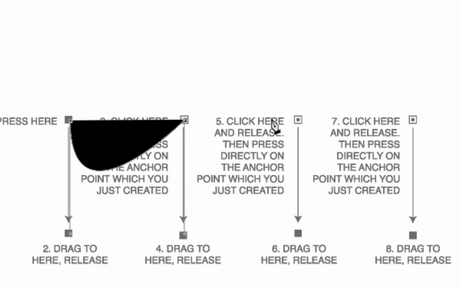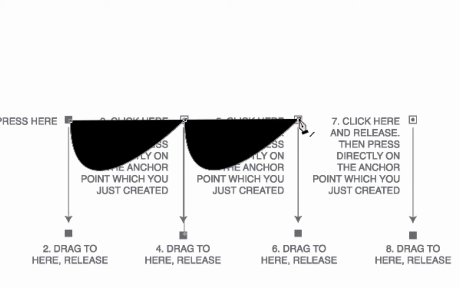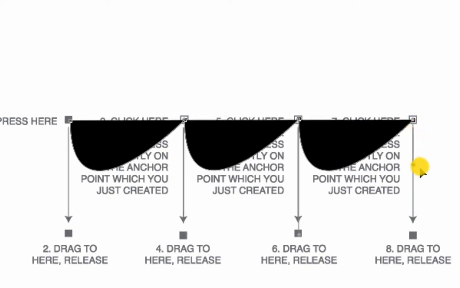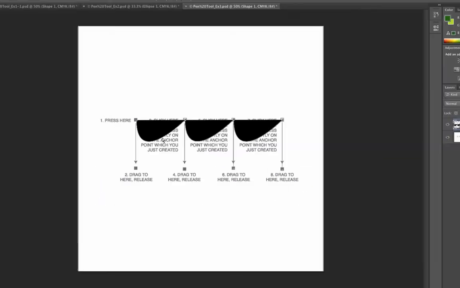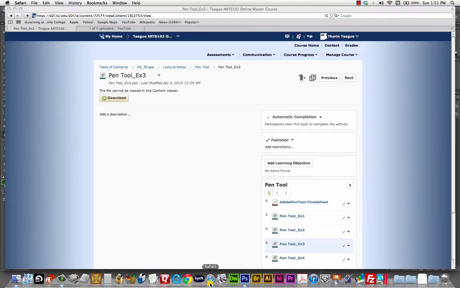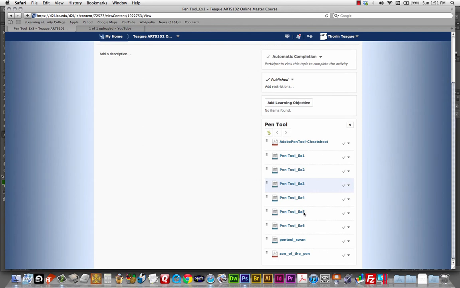So we're making corners now. Single click on step five, and then click again on the same point, drag it down. Single click on step seven, click again, and drag it down. So you end up with kind of these hills, upside down hills. Okay, on to exercise four.